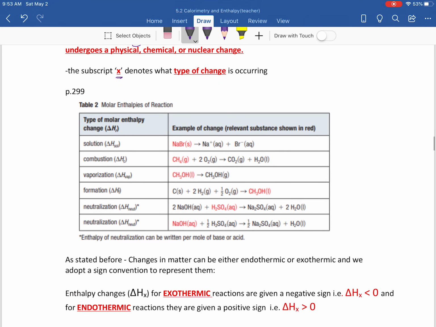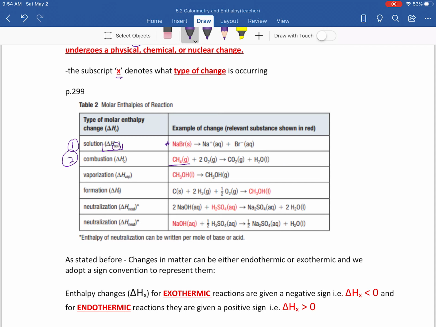So let's take a look at this chart. And this chart comes right from your textbook. What you're going to see here is the molar enthalpy for the first one of solution. So you see delta H and a little subscript SOL. If we look on this side right here, we're seeing that sodium bromide crystal is being dissolved in water. So it's going into solution. So that's why we can use this as the delta H of solution. Same thing for the next one. So that was 1. Let's look at 2.